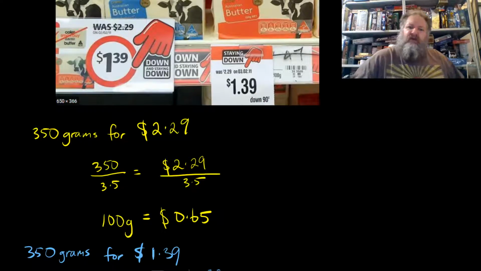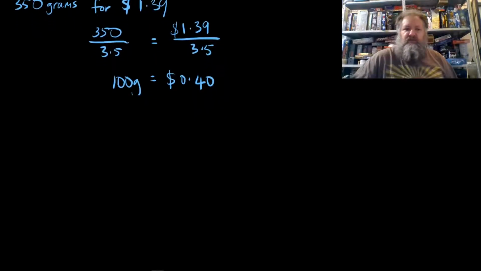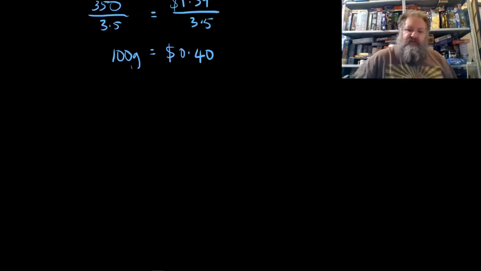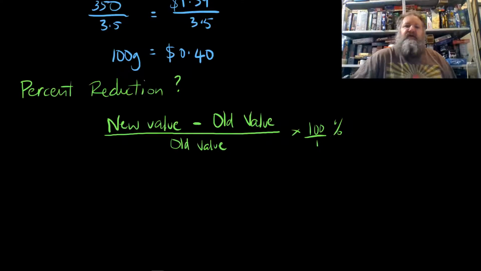We kind of want to know, don't we, what percent reduction was applied here? Well, we can figure this out as well. So we'll run through that. Okay, so we have our two prices. And to find the percent reduction, the formula that we'll use is this one right here. We'll have our new value, we'll take away our old value, and then divide that by the old value. We want it to be a percentage, so we will then multiply by 100 over 1%.